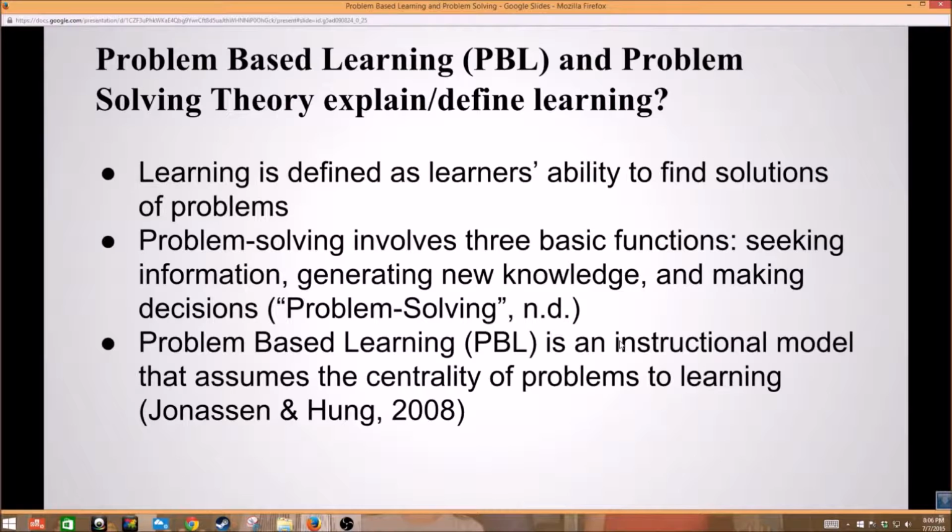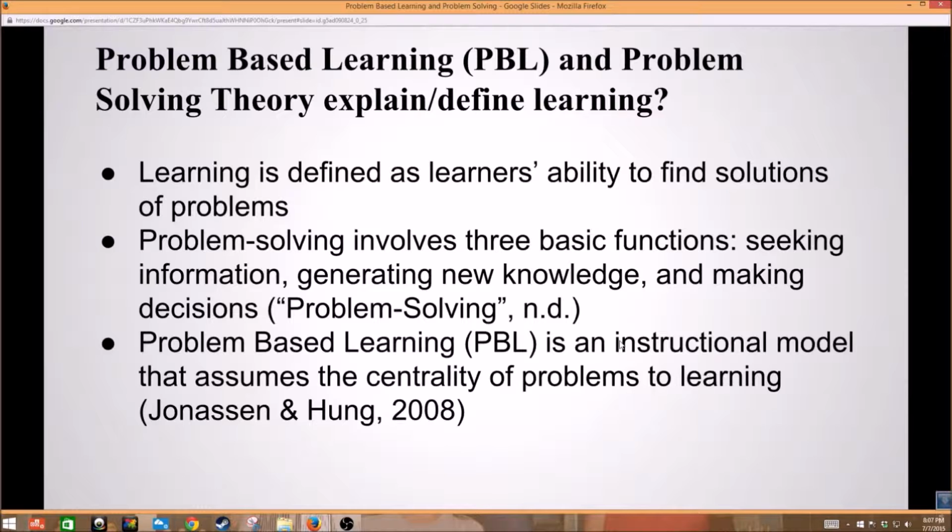How do they explain or define learning? Well, learning is defined as a learner's ability to find solutions of problems. Problem solving involves three basic functions. First, the seeking of information. Second, generating new knowledge. And third, making decisions.